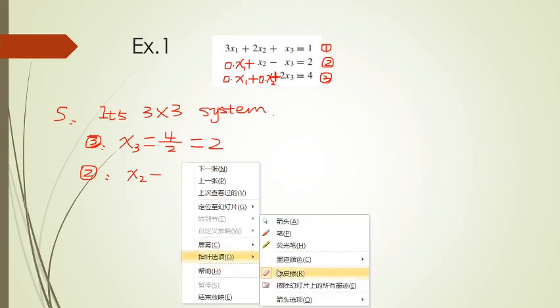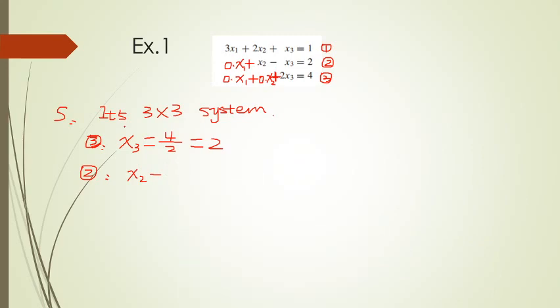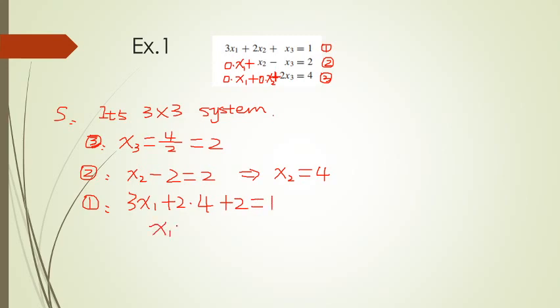My x2 is 4, right? So x2 minus 2 equals 2. Of course, x2 is 4. And then we can go back to the first equation. 3x1 plus 2 times x2 plus x3 equals 1, right? Then 3x1 equals 1 minus 10. So x1 equals minus 9 over 3, which is minus 3.